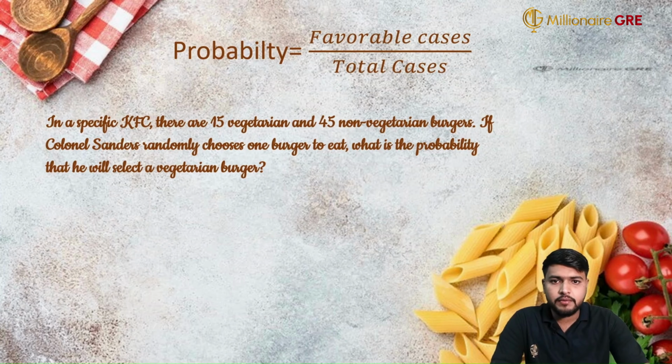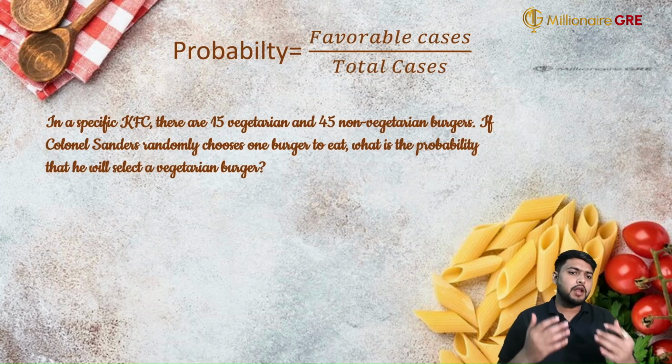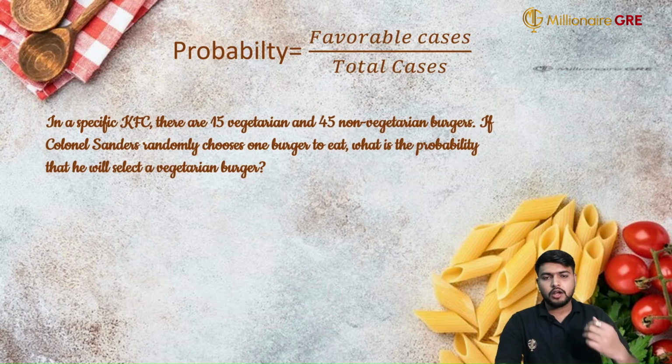We'll start the chapter by defining probability. Probability is favorable cases upon total cases, or favorable outcomes upon total outcomes, or favorable observations upon total observations. It is essentially favorable upon total. Now let's see the application of this definition through this example question.